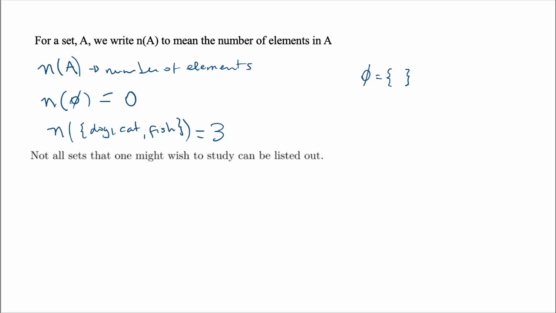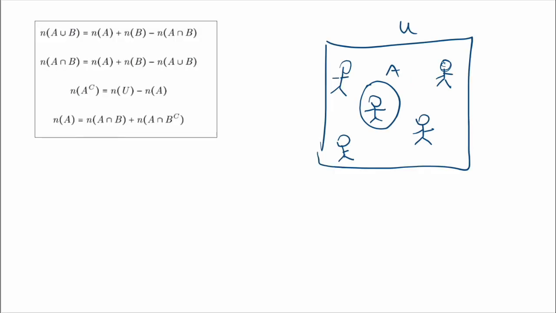But not all sets can be listed out, right? So that's why we're going to study some formulas that mathematicians came up with. And I'll try to justify some of these formulas, not all of them. I'll try to show you why it works. In the next lecture, when we start talking about counting trees, then you will see that we will understand why all of these formulas work, okay?